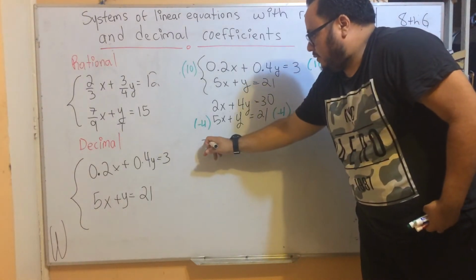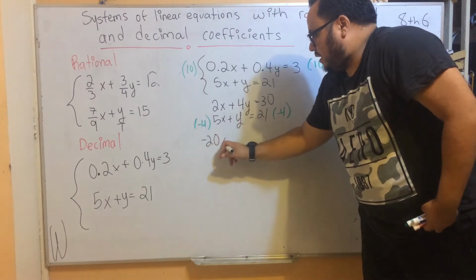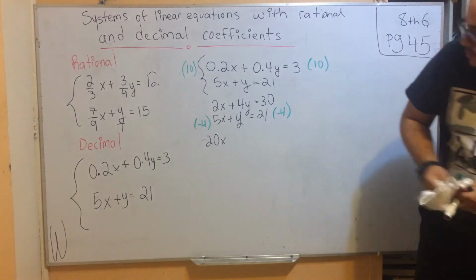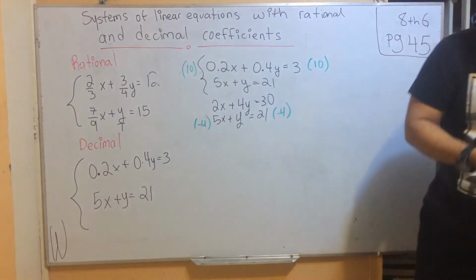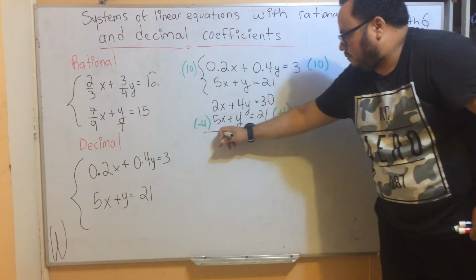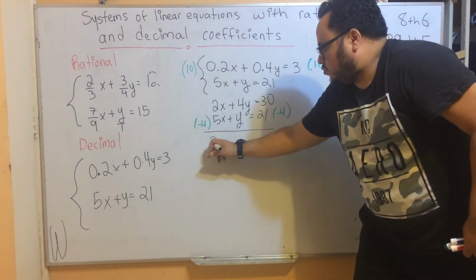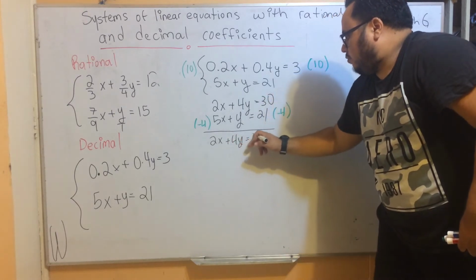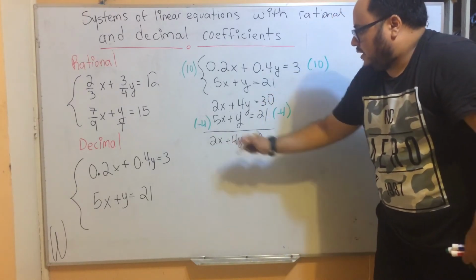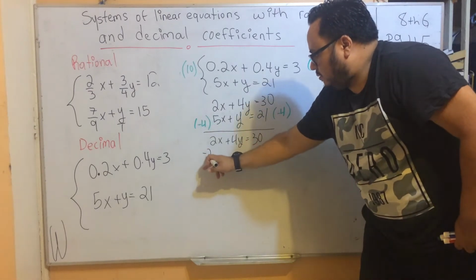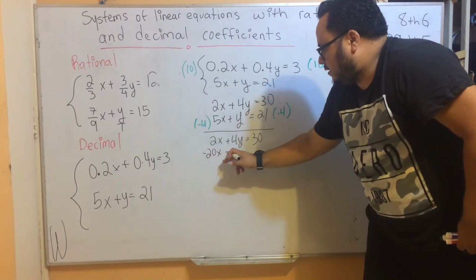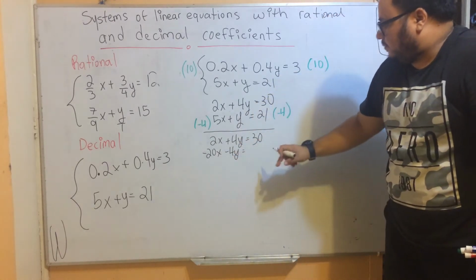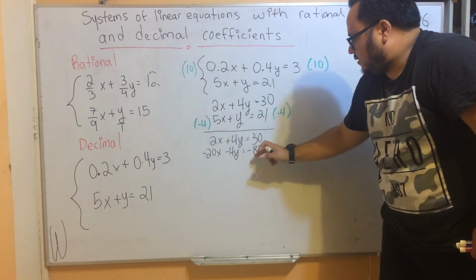So here we have minus 20x. Oh wait, sorry. Let me put the first equation. Here we have 2x plus 4y equals 30. And now we're doing the other multiplication: minus 20x minus 4y equals minus 4 times 21, minus 84.